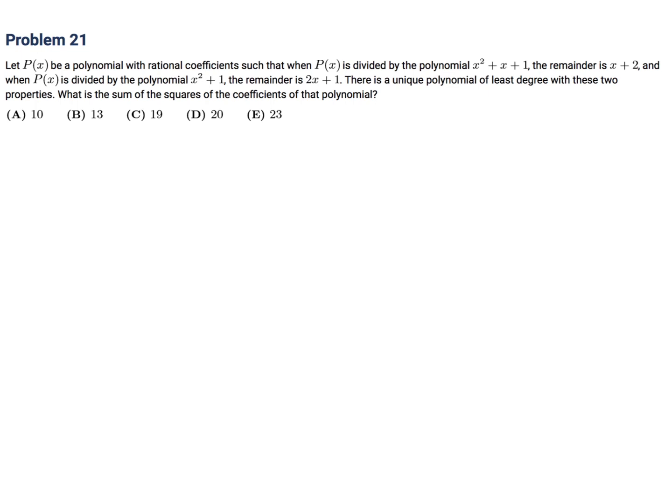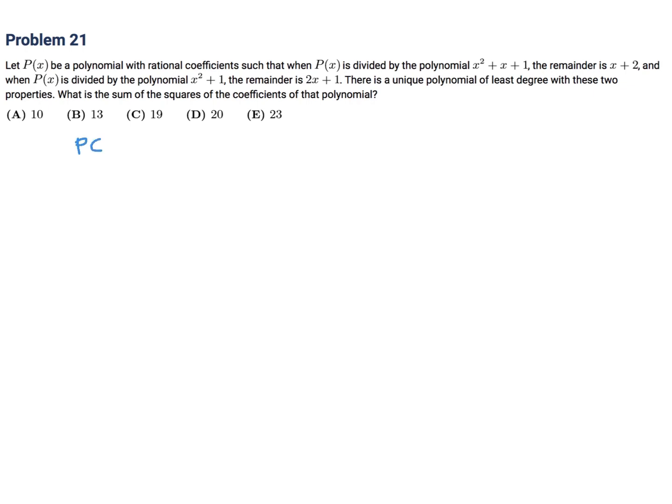Problem 21. Let p of x be a polynomial with rational coefficients such that when p of x is divided by the polynomial x squared plus x plus 1, the remainder is x plus 2. And when p of x is divided by the polynomial x squared plus 1, the remainder is 2x plus 1. There is a unique polynomial of least degree with these two properties. What is the sum of the squares of the coefficients of that polynomial?